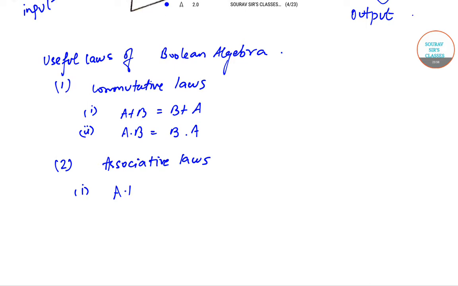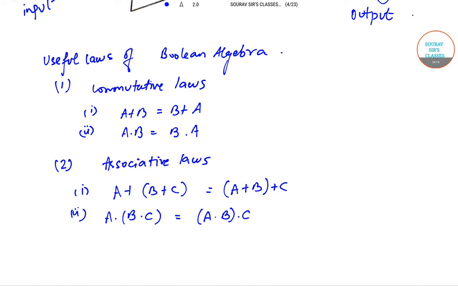So this is A plus B plus C is equal to A plus B plus C. So you can replace it using dot. So A dot B dot C, A dot B dot C.